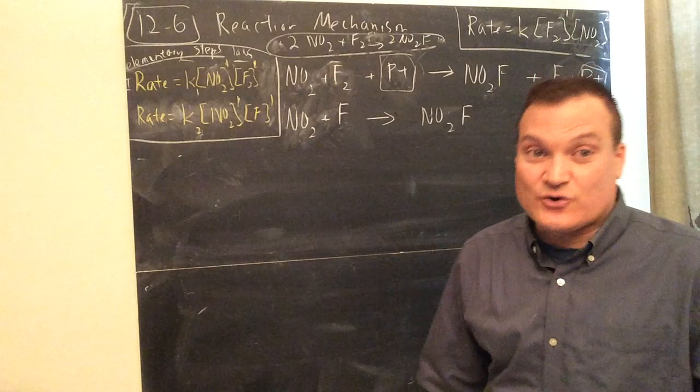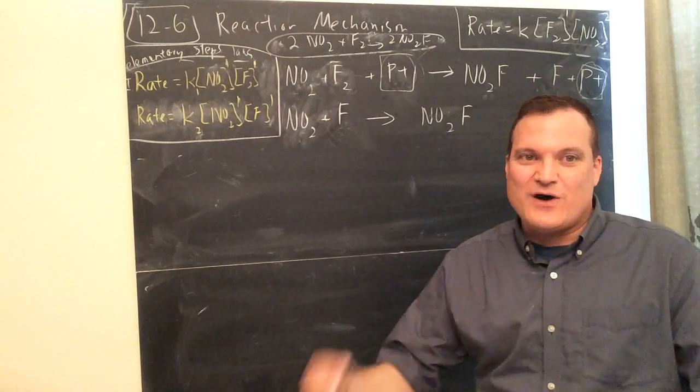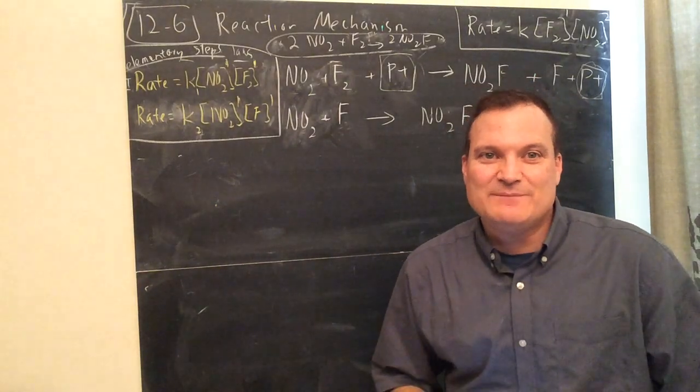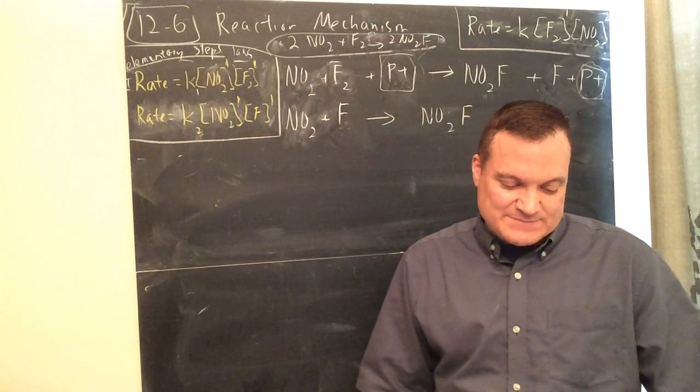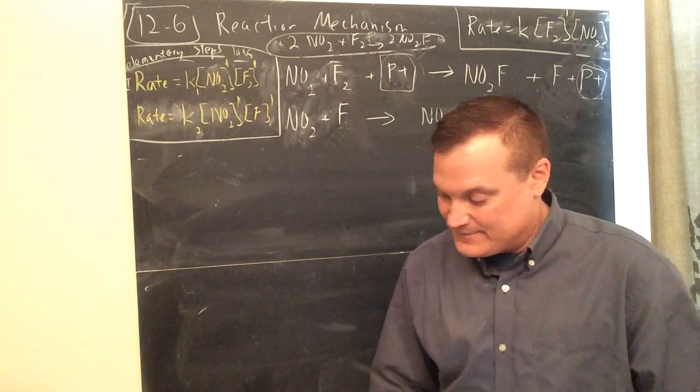Now, here we go. Letter D, this is the crazy one. It says, identify the step. You might have to watch this over again and roll back. We're at time 30 minutes, 27 seconds. Identify the step that must be the slowest in order for the mechanism to agree with the experimentally determined rate step.